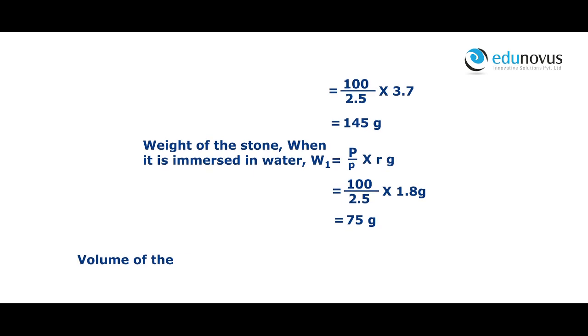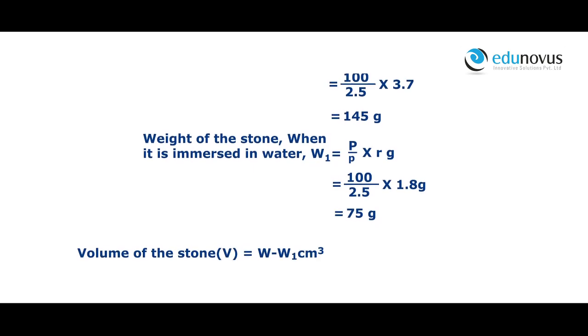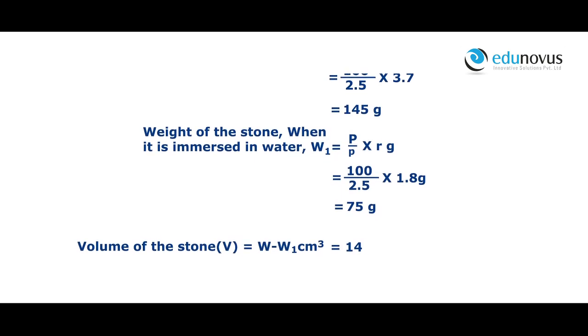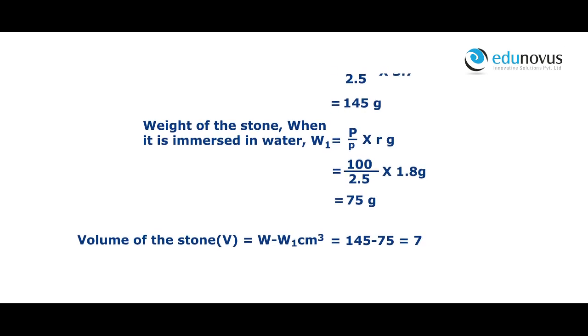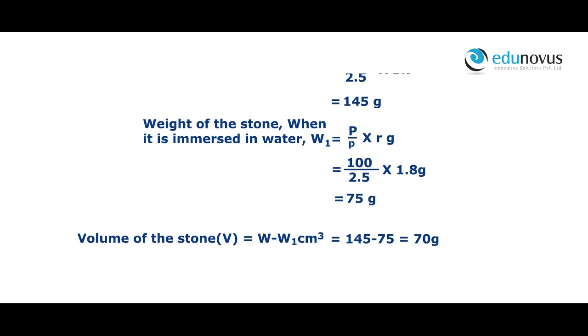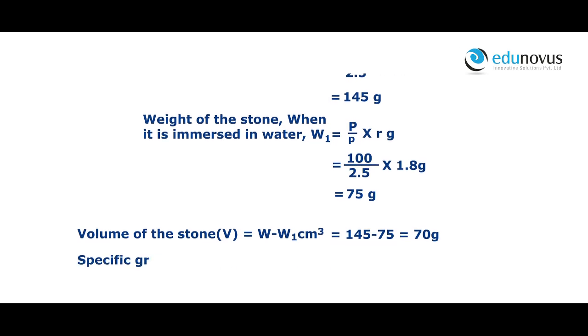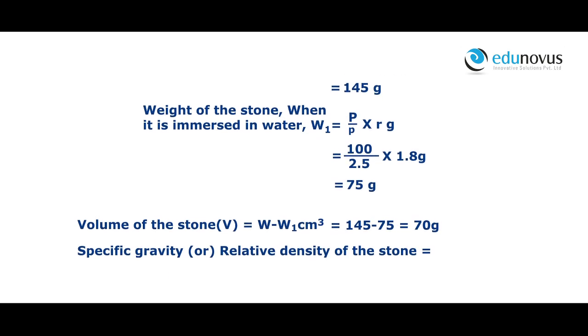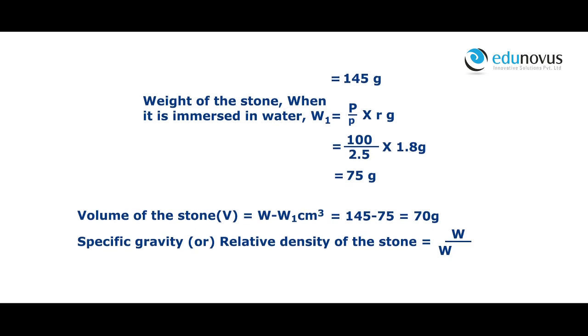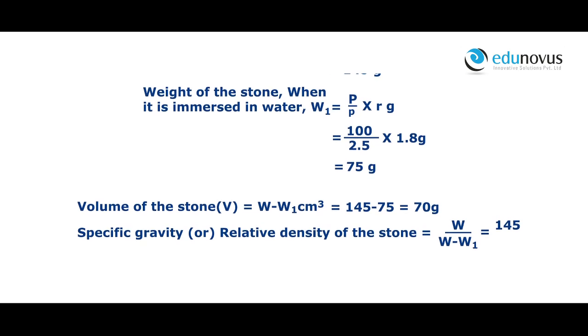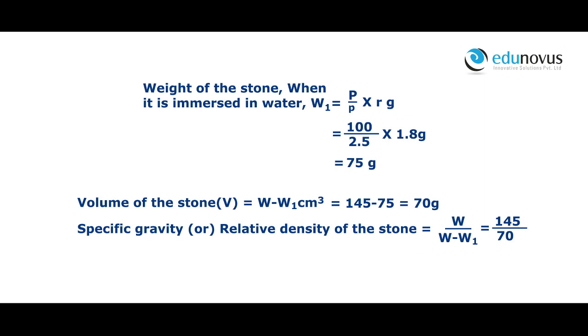Volume of the stone V is equal to W minus W1 centimeter cube, that is equal to 145 minus 75, which is 70 grams. Specific gravity or relative density of the stone is equal to W by W minus W1, that is equal to 145 divided by 70, which is 2.071.